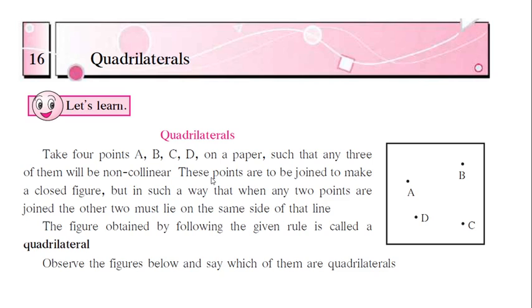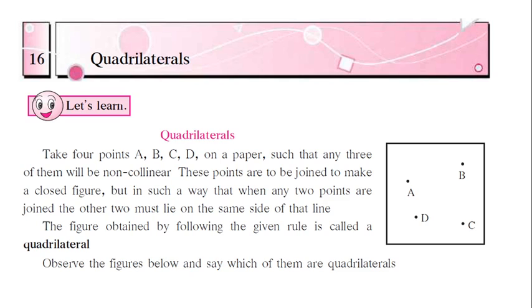A quadrilateral is a shape which has 4 sides and 4 angles. It is not necessary that it should be a square or a rectangle only. Any closed figure which has 4 sides and 4 angles is a quadrilateral. Let's see the rules of a quadrilateral.